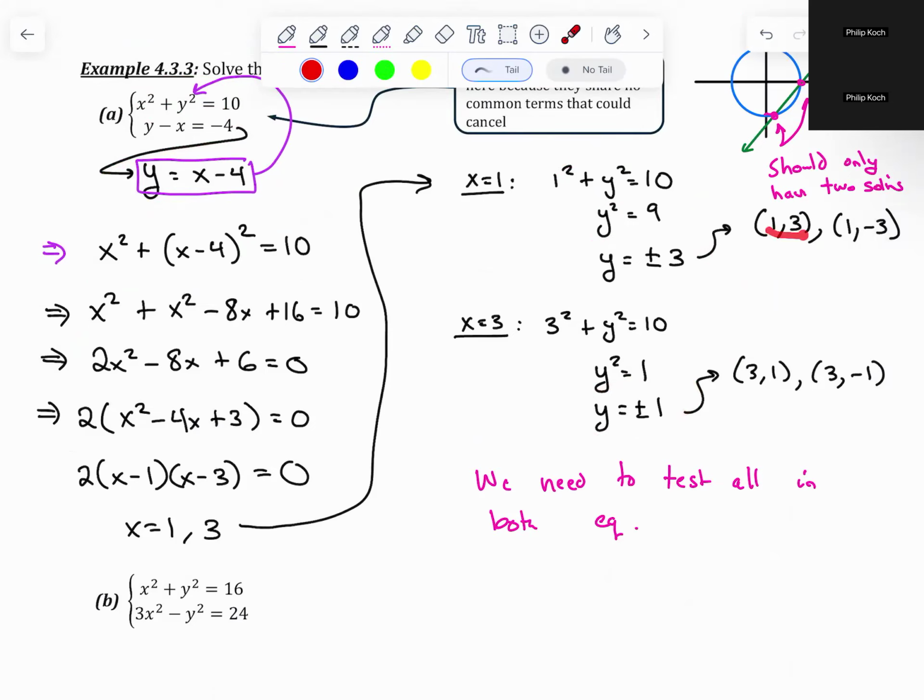If x is 1 and y is 3, does that solve this? X equals 1. 1 minus 4 is negative 3. That one does not work. 1 comma negative 3 does work, though. Then we'll try 3, 1. Does 3 minus 4 equal 1? No, it does not. That one doesn't work. But 3 comma negative 1, 3 minus 4, that is negative 1, which is our proper y value. So that one does work. So the answer is 1 comma negative 3 and 3 comma negative 1.